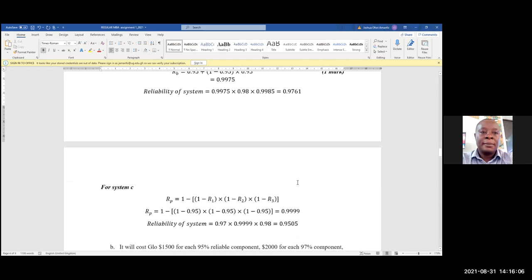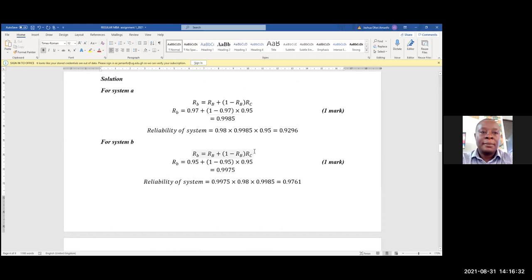So for system C, we are going to use a different formula. That is when you have more than one backup. When you have more than one backup or redundant component connected to a component, this is a formula you have to use. I realize most of you were using a formula for a single backup. If you use that one, then it means you have to do it twice. Please come again. You say if you use that one, you have to do it twice.